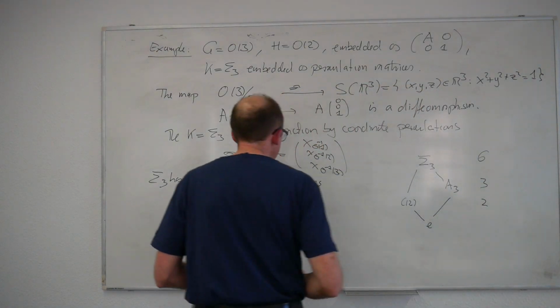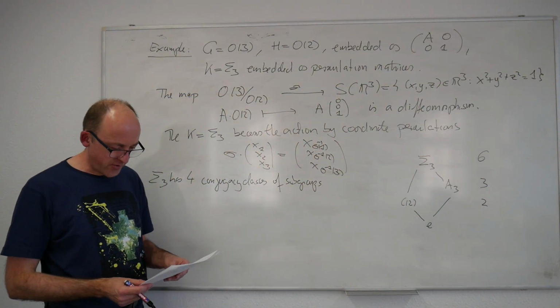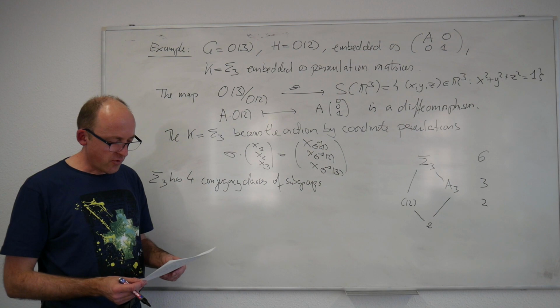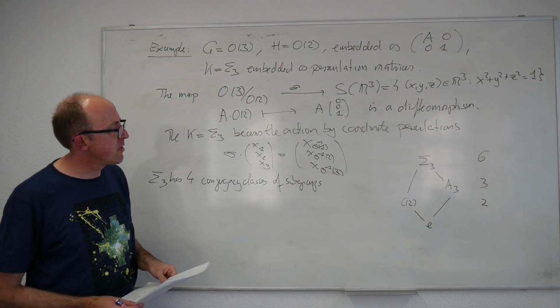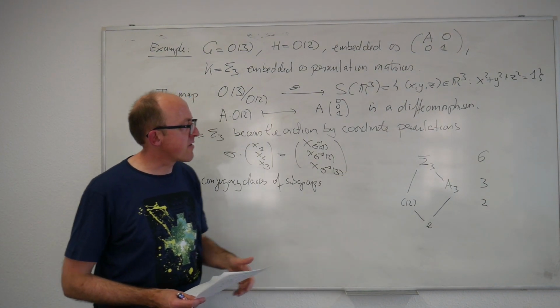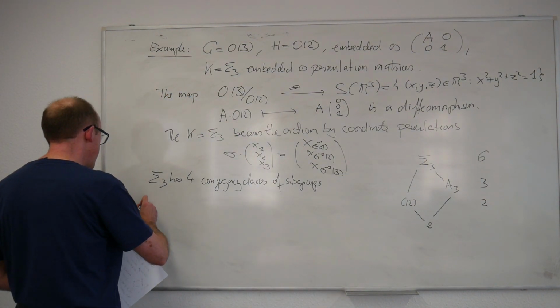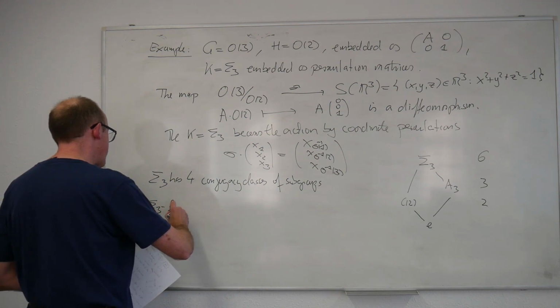Now we have to work out what kind of stabilizers can occur and what the points with these stabilizers look like. So first of all, what are the points in the sphere with respect to coordinate permutation action which have stabilizer the full group, so the fixed points? So what are the sigma 3 fixed points?